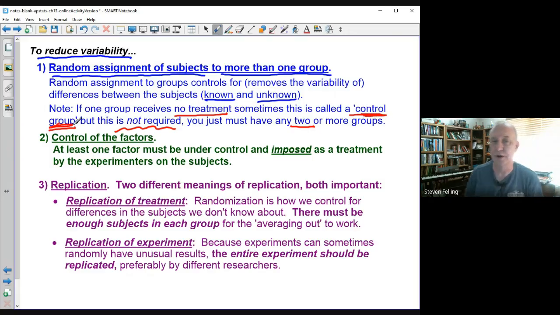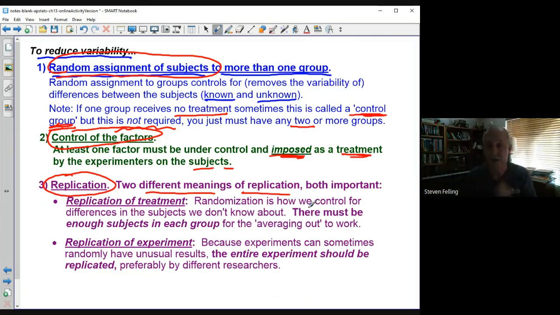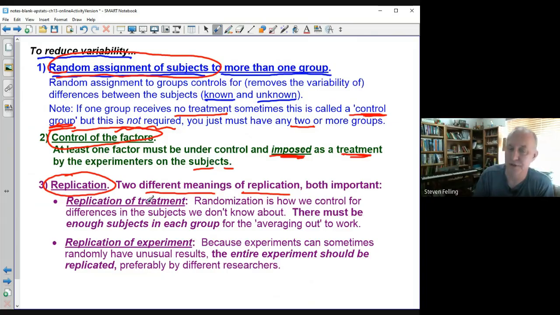That's not required. But what is required for a good experiment is random assignment of the subjects to the groups. And then you must be controlling at least one factor. That means you are imposing a treatment that's different on the subjects. In this case, it's giving of the drug and withholding the drug. And then the third thing we need for a good experiment is something called replication. There are actually two different meanings of this, but they're both important. So one of them is replication of treatment.